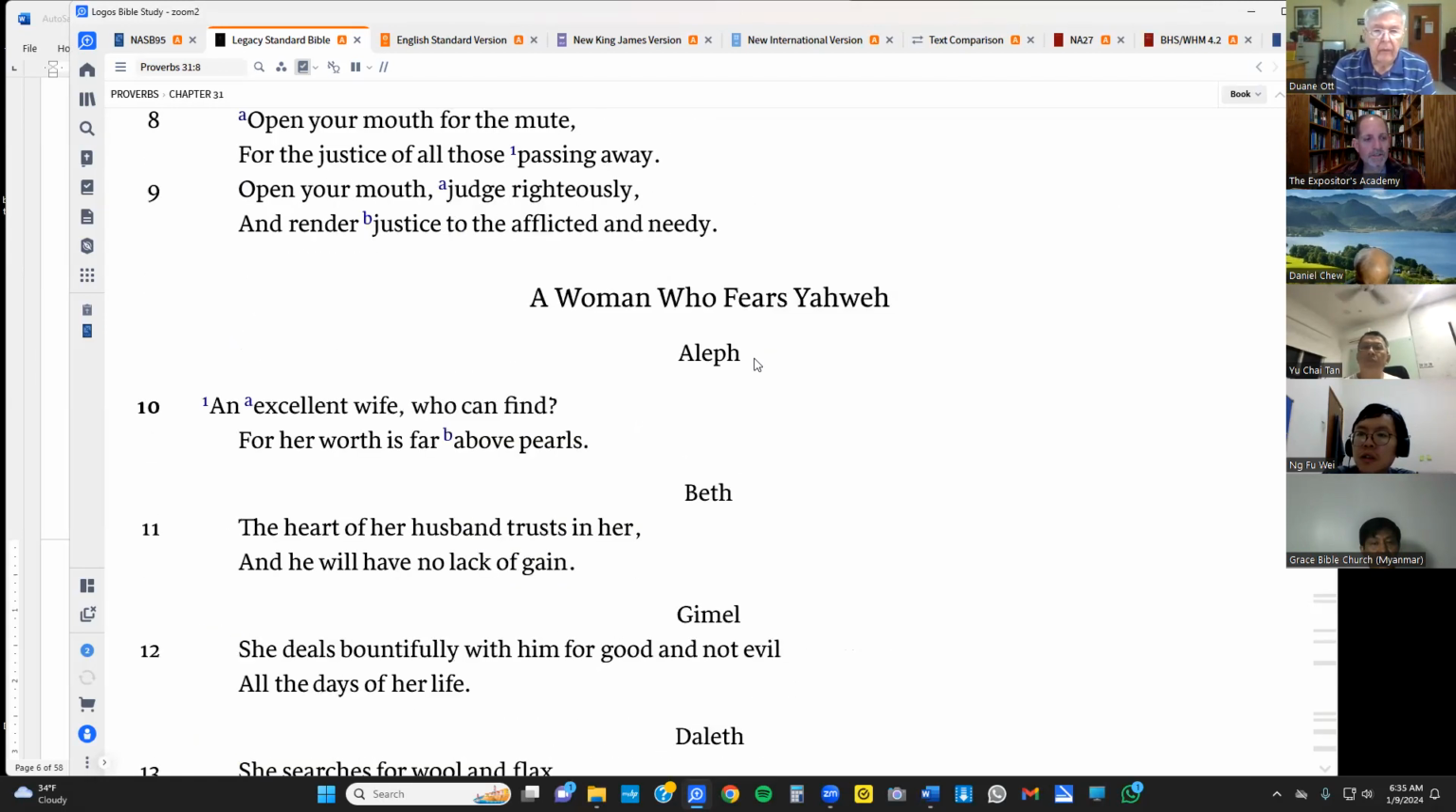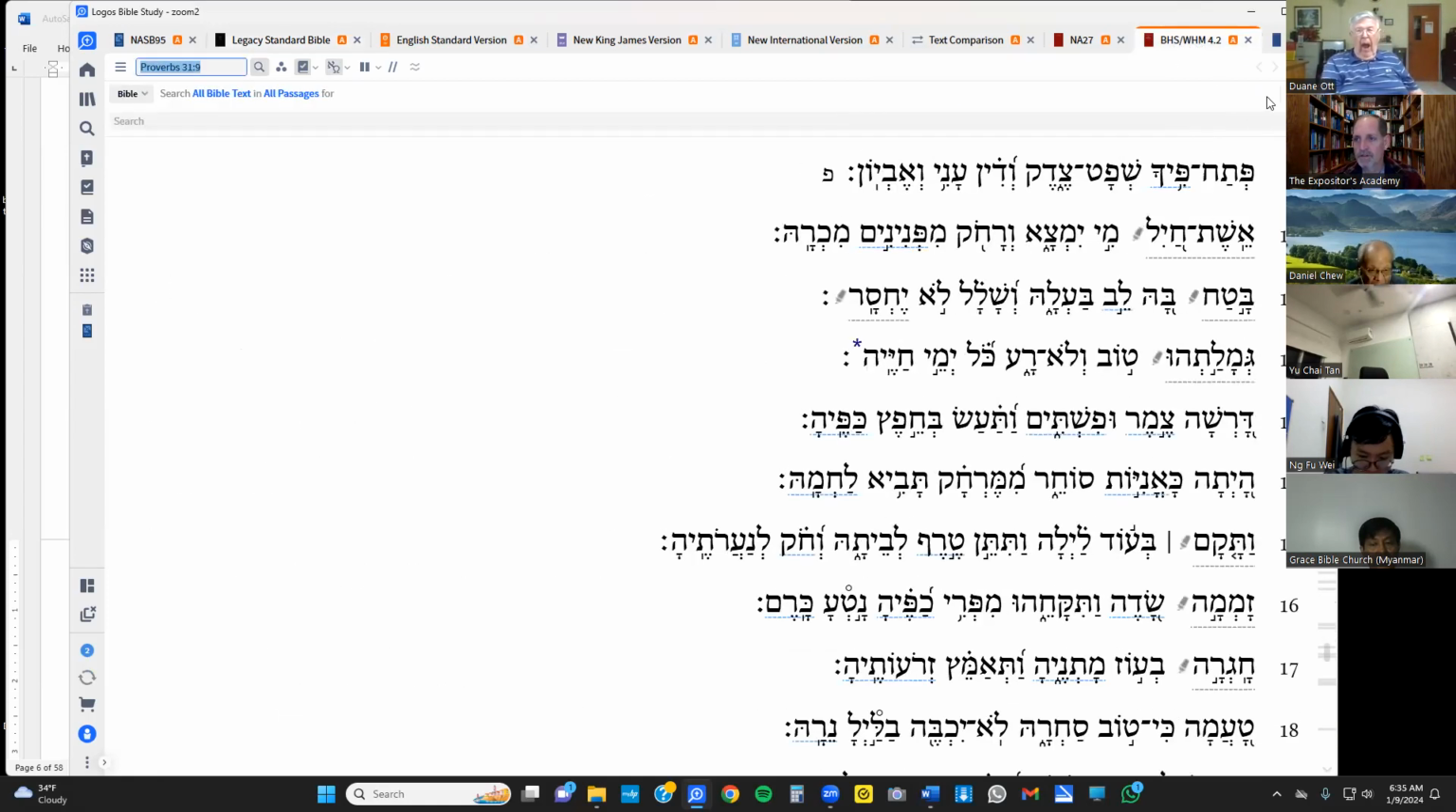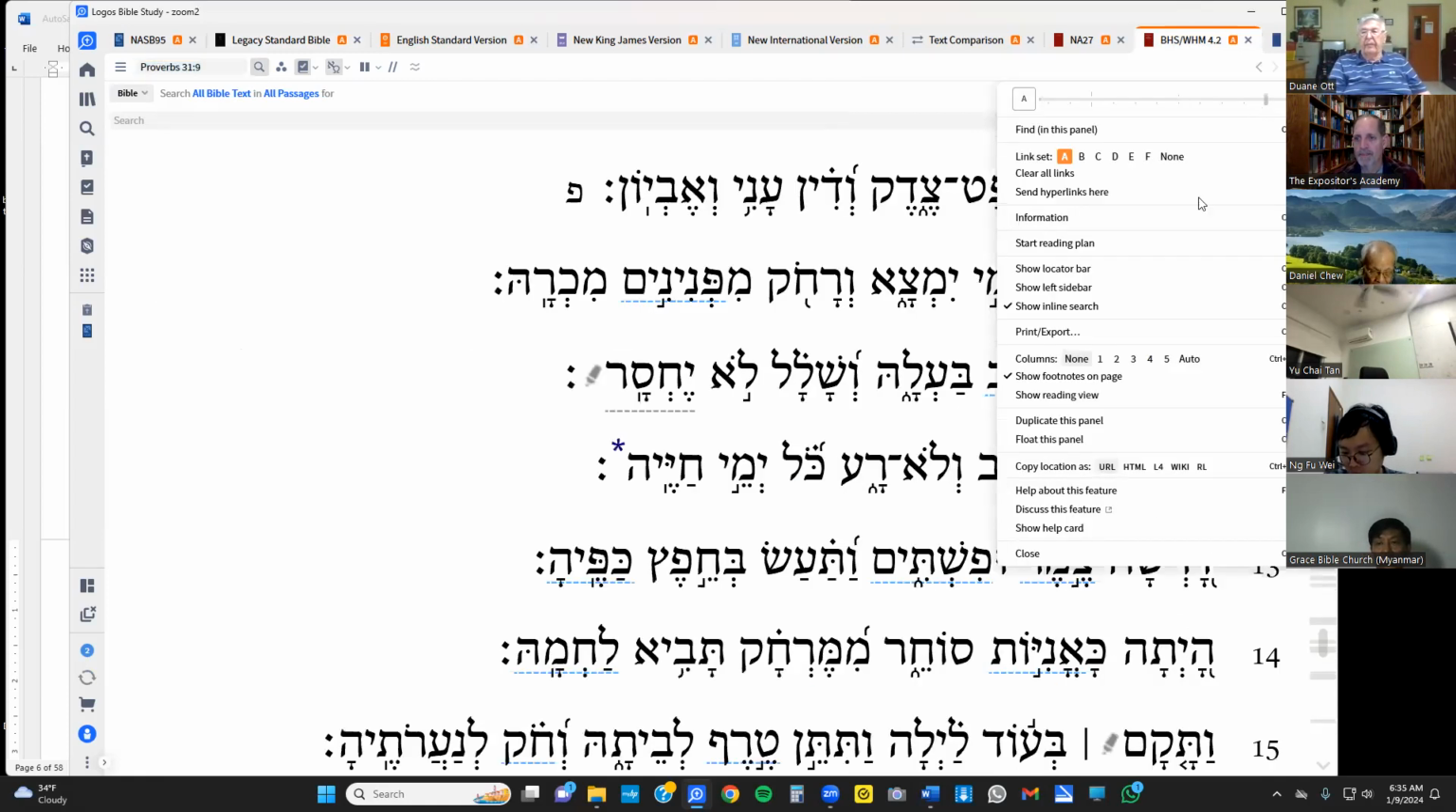And then she gets to verse 10. Of course, we have the famous passage on the Proverbs 31 woman. But that passage is an acrostic, where each verse begins with the next letter in order in the Hebrew alphabet. If I show you from the Hebrew text, we'll see that very clearly. Let me expand this a little better.